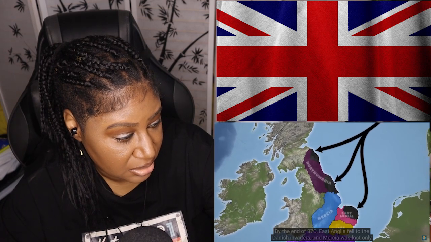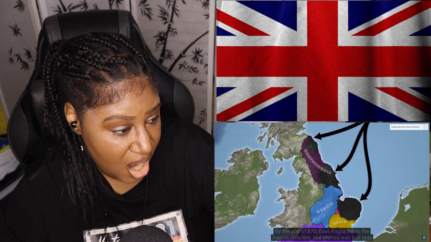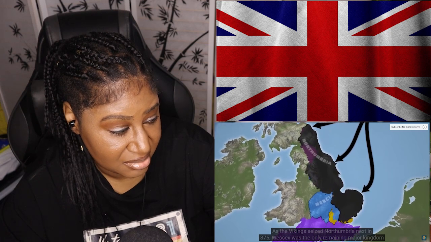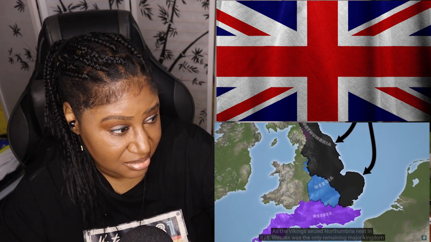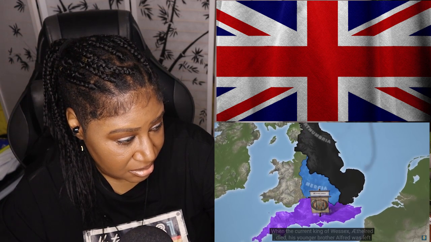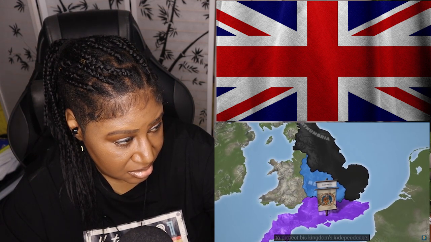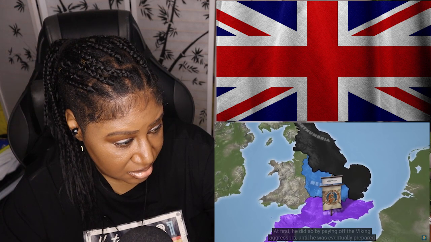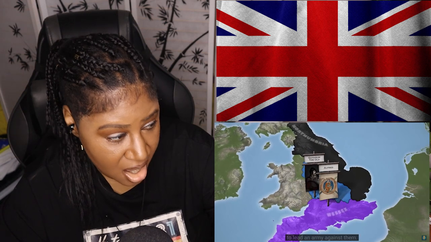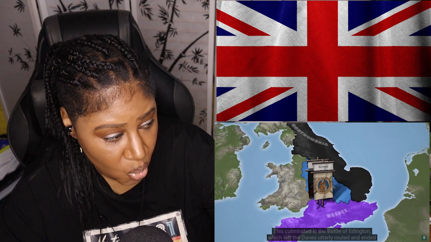By the end of 870, East Anglia fell to the Danish invaders, and Mercia was lost only 4 years later. As the Vikings seized Northumbria next in 875, Wessex was the only remaining major kingdom under Anglo-Saxon authority. When the current king of Wessex, Ethelred, died, his younger brother Alfred was left to protect his kingdom's independence. At first, he did so by paying off the Viking aggressors, until he was eventually prepared to lead an army against them. This culminated in the Battle of Edington, which left the Danes utterly routed and ended their attempts to capture Wessex.